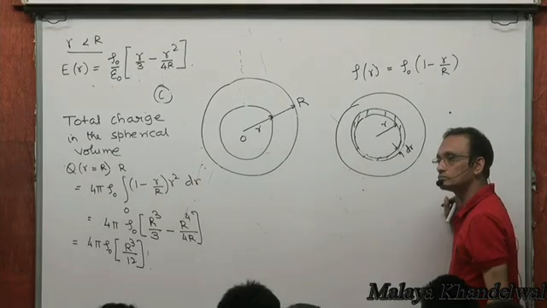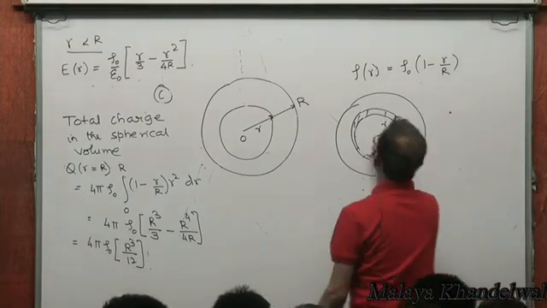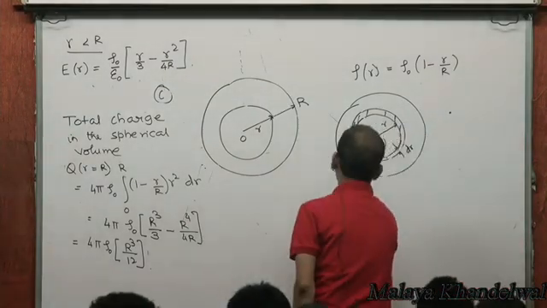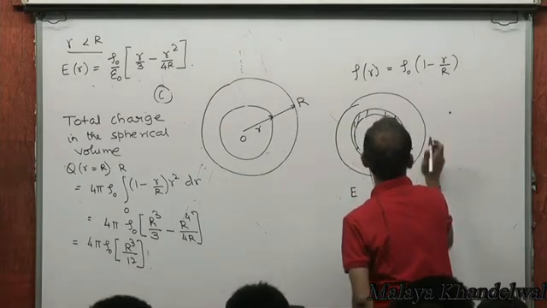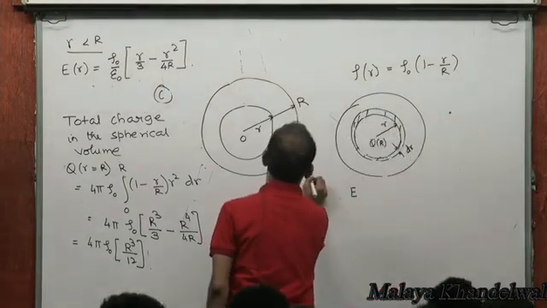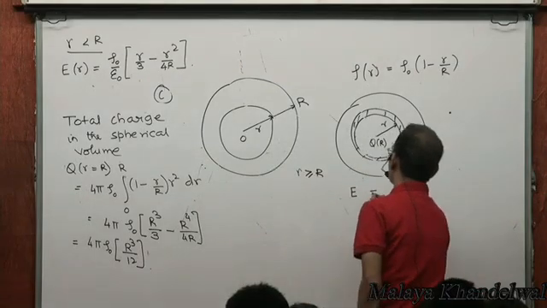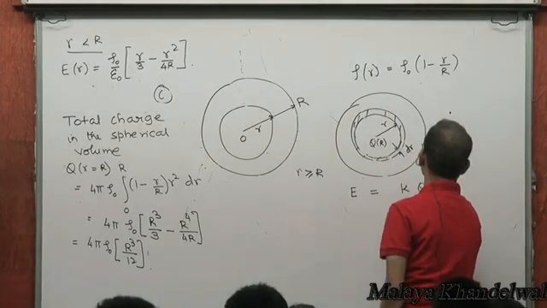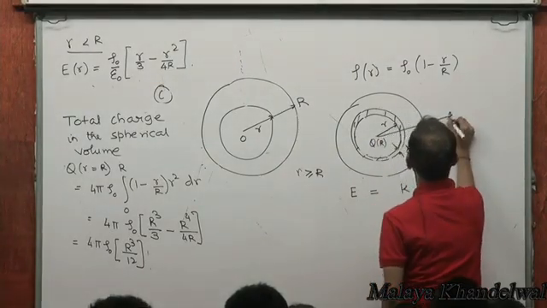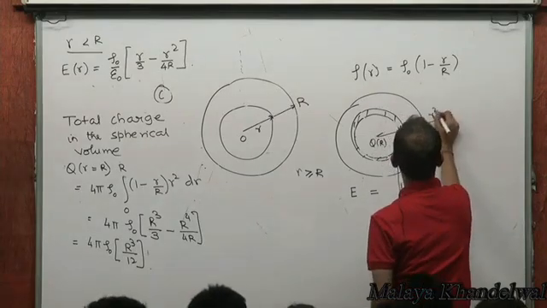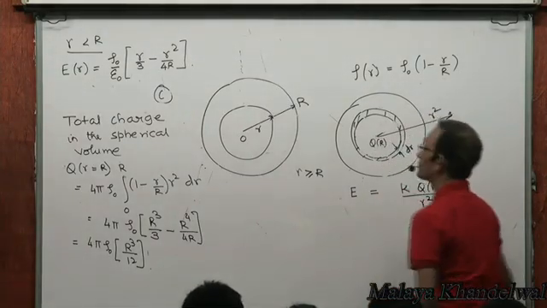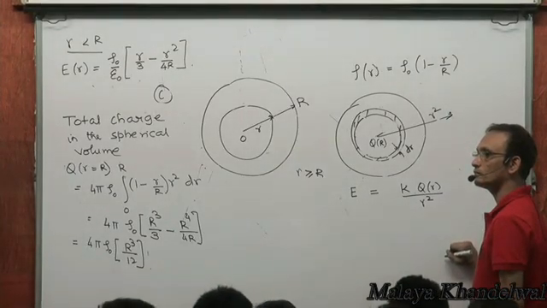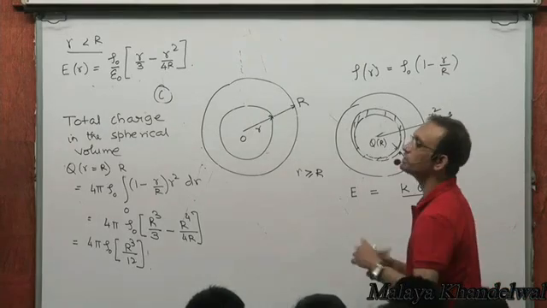Yes or no? Right? So if I can imagine the entire charge at R to be concentrated at the center, then the electric field E at a distance small r greater than or equal to capital R would be k times the charge at capital R divided by r squared. That's exactly what I was trying to explain.